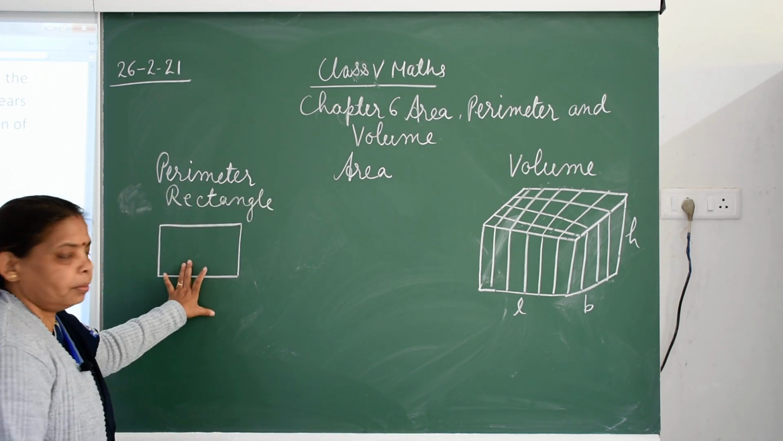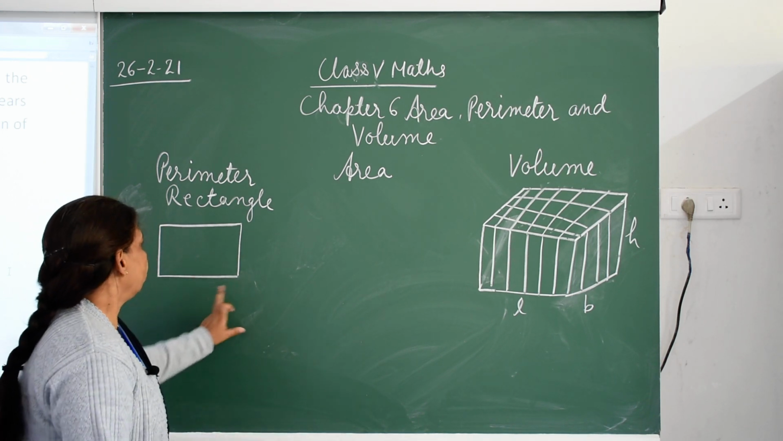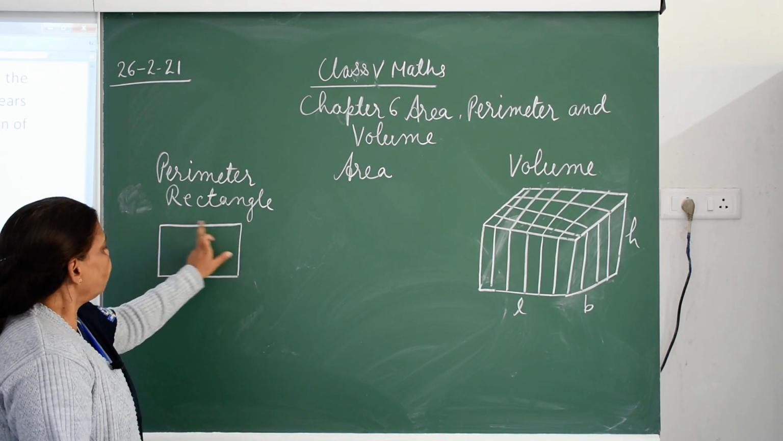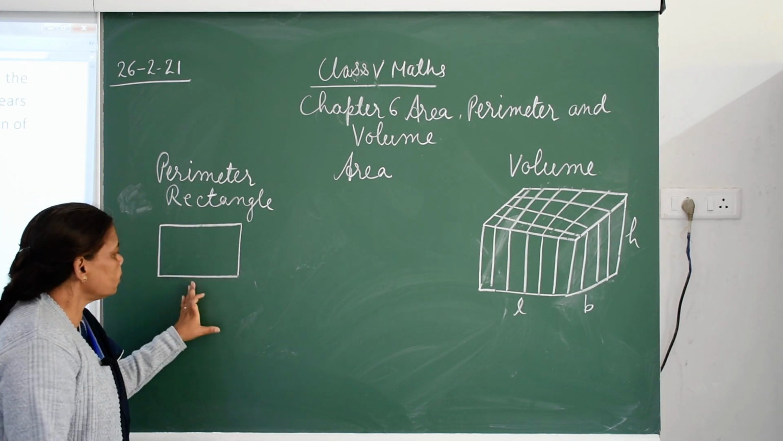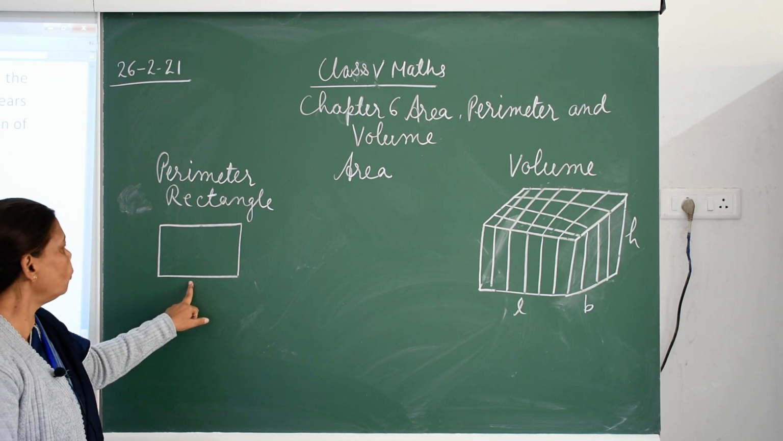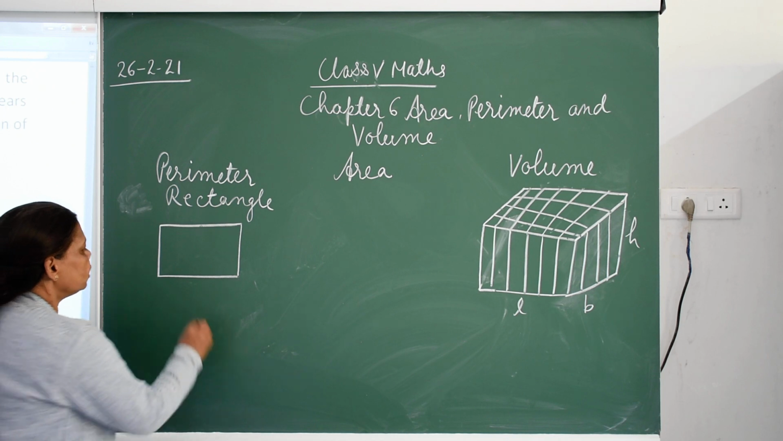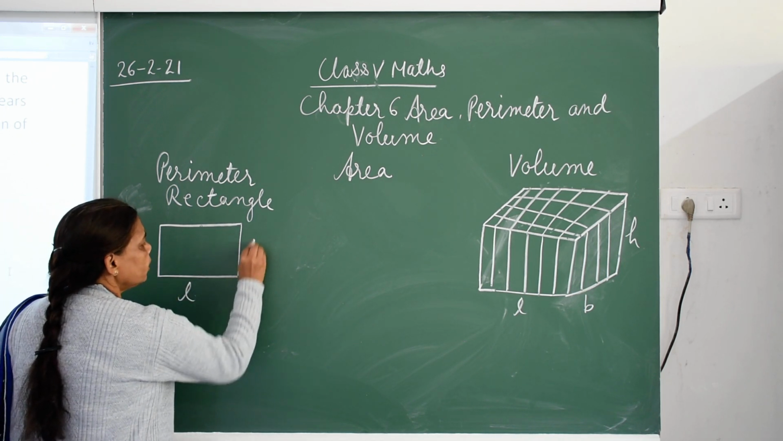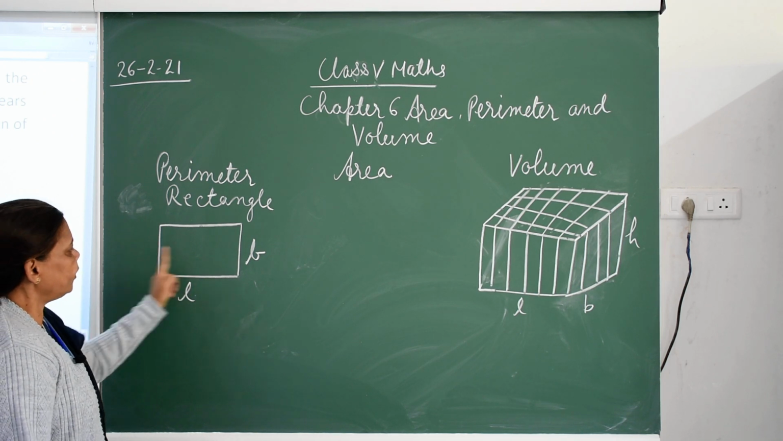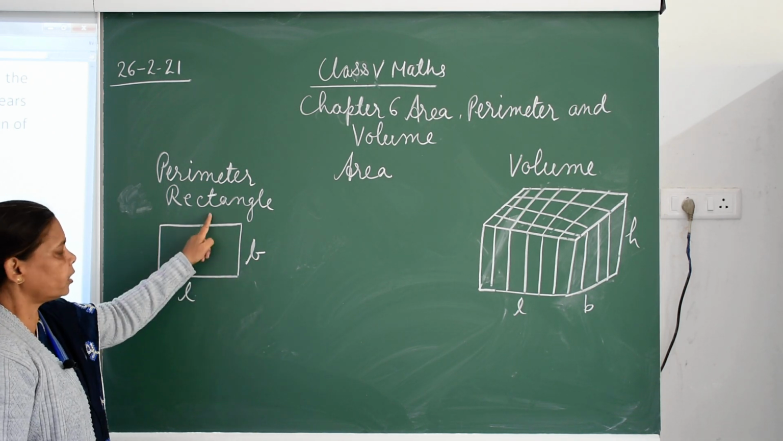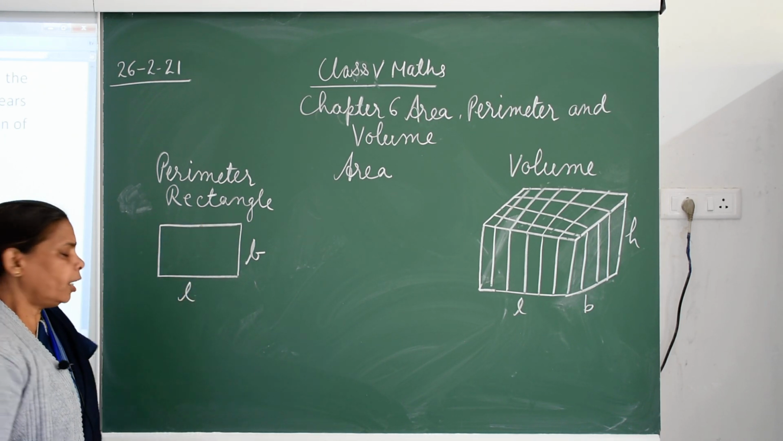What is perimeter? Perimeter is the length of all the sides, the boundary of any figure. So children, this is the rectangle. In a rectangle, you know, both the opposite sides are equal. This one is length and this one is breadth. Opposite sides are equal. This side and this side are equal, and this side and this side are equal. So how to find the perimeter of a rectangle?